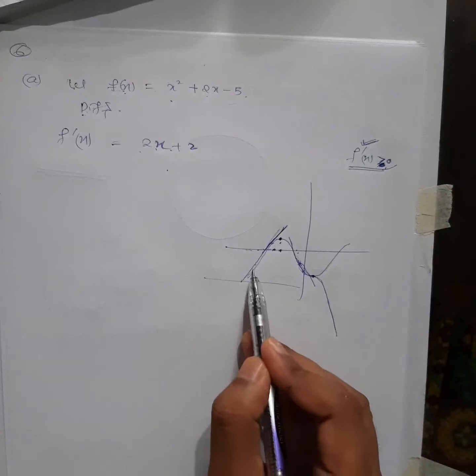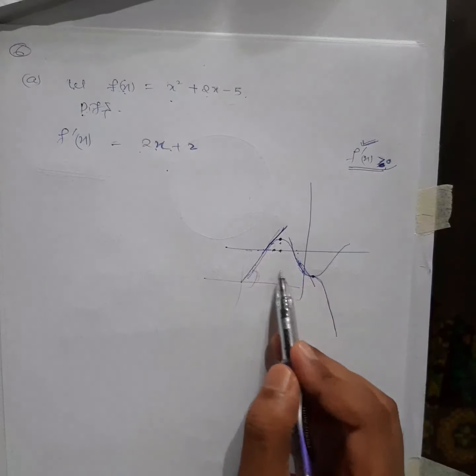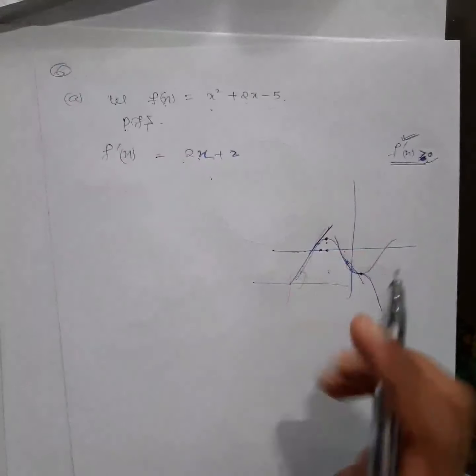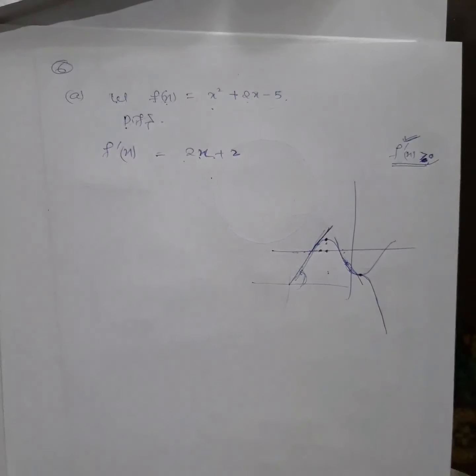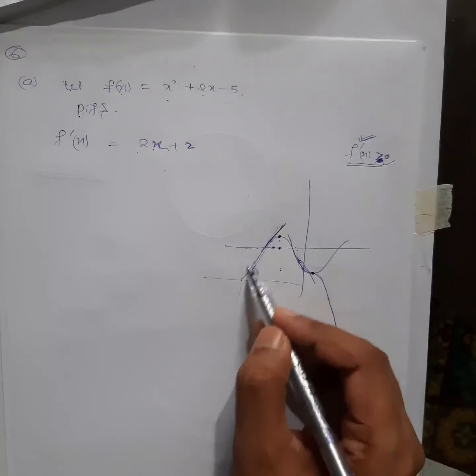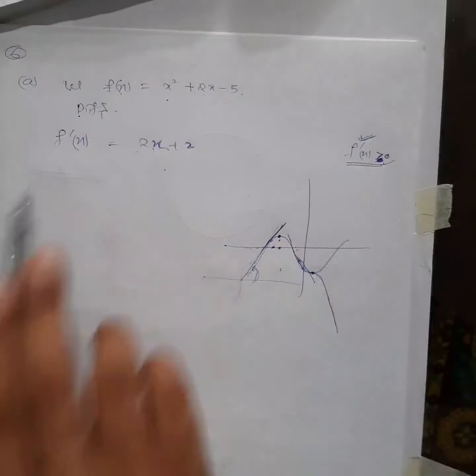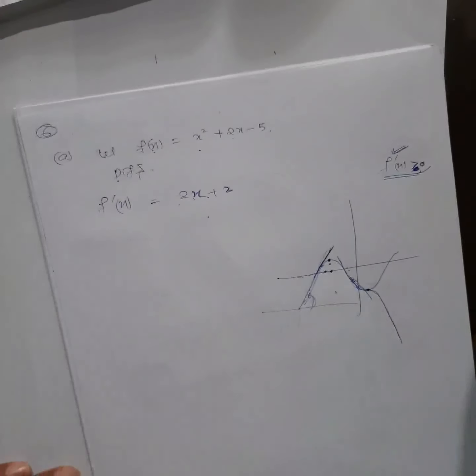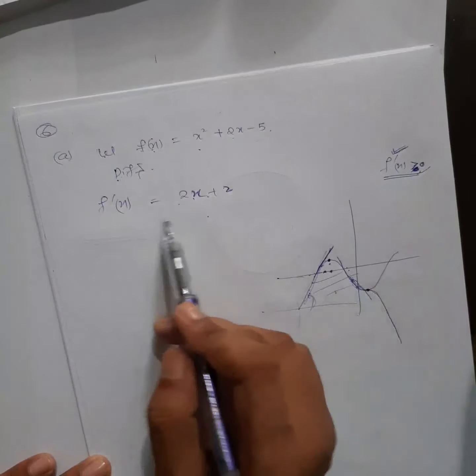with the x-axis, what angle is it making? Positive, right? In your first quadrant. So if it is in the first quadrant, we know the angle is always positive, right? So you will see that the slope of the tangent, that is the derivative, will be positive there. So that's how we will use the concept in this case.